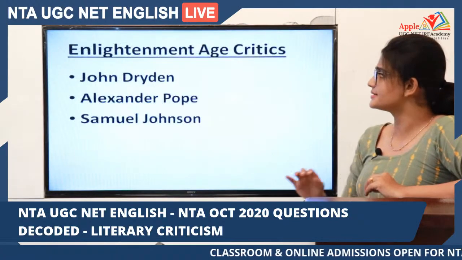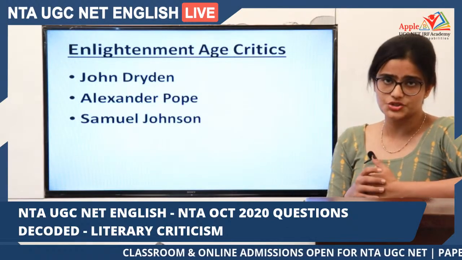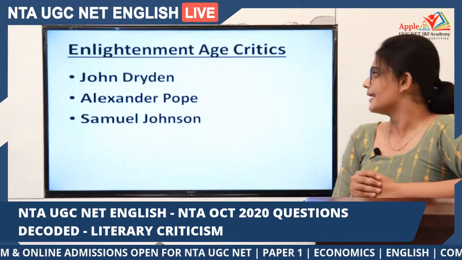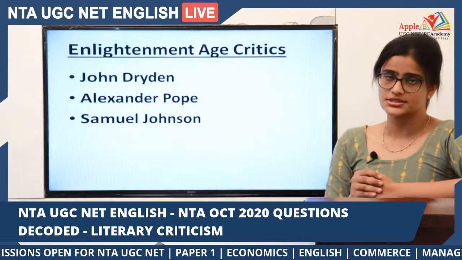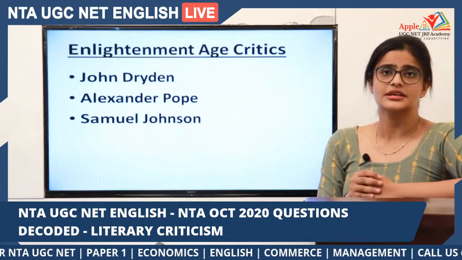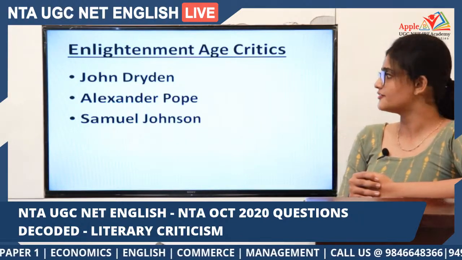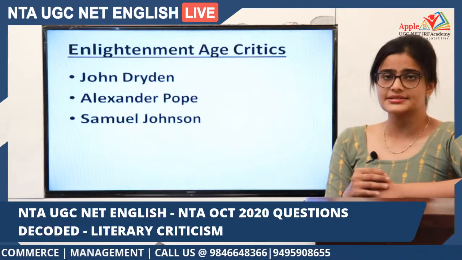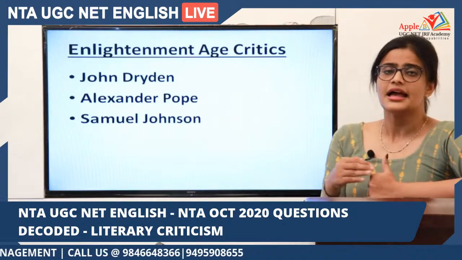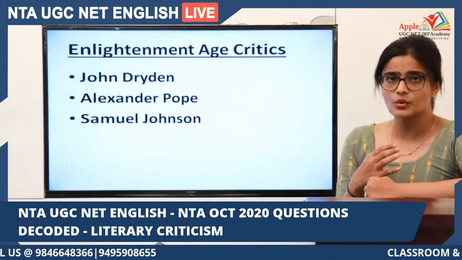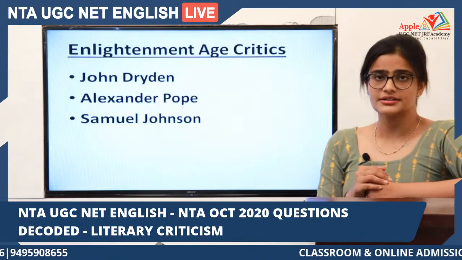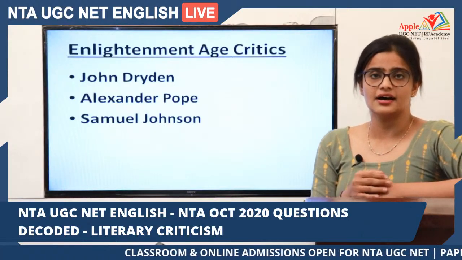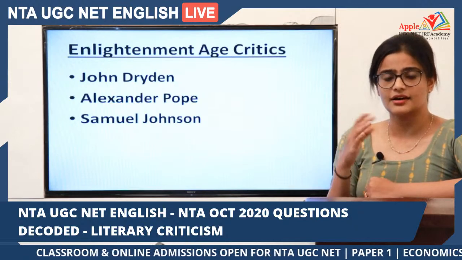Coming to the next writers, the Enlightenment Age critics, we have John Dryden, Alexander Pope, and Samuel Johnson. For John Dryden, we discussed the important works he wrote. A Defense of Poesy is the most important work written by Dryden, in which he advocates the importance of English theatre and the modern writers, and defends the modern theatre and the English theatre from the attack of the French theatre and the ancient theatre.